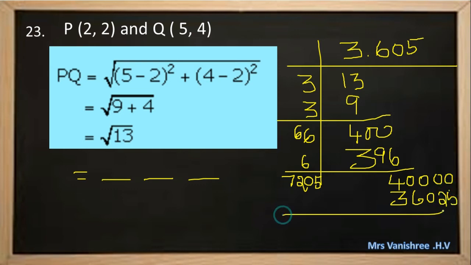Now my value is 3.605. Three significant figures means I need to take three numbers: 1, 2, 3. But already we have calculated 3 digits after the decimal, so round off to 2. That means as this value is equal to 5, the significant value will be equal to 3.61.